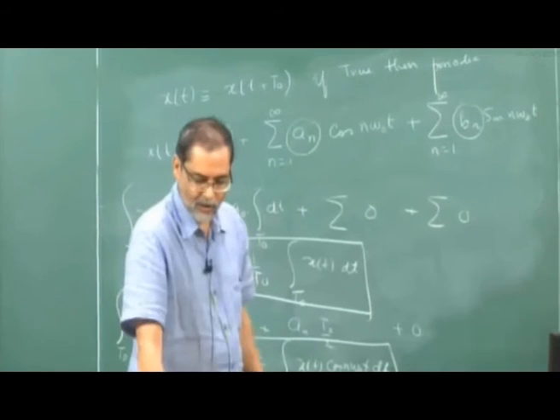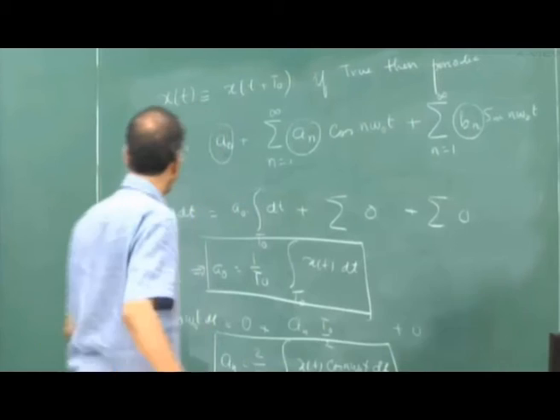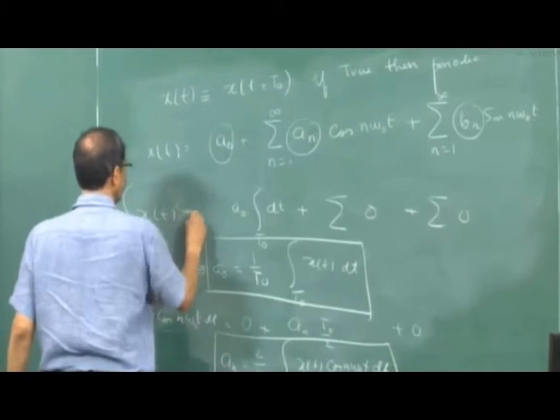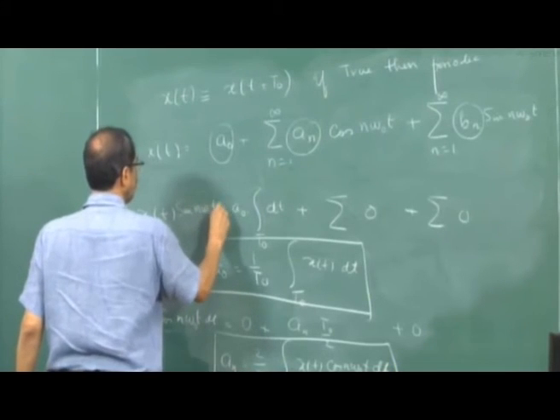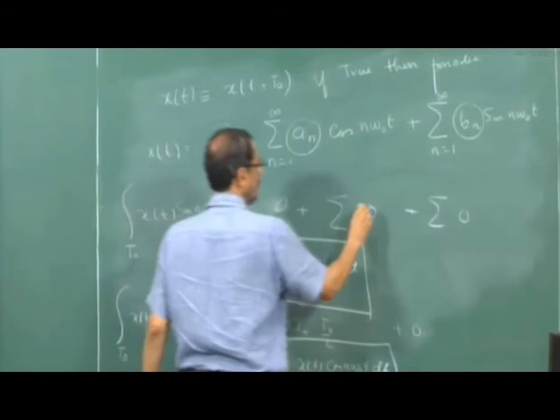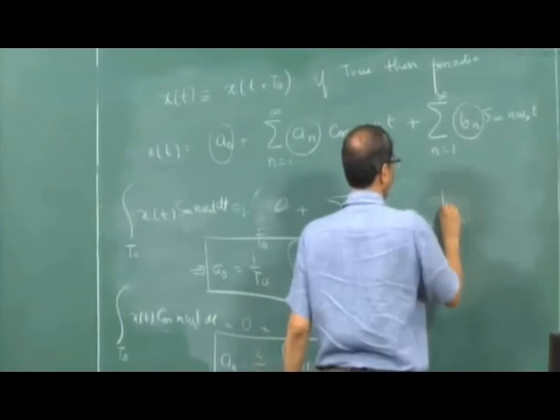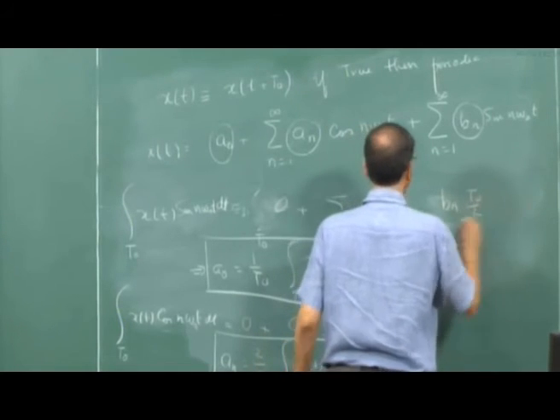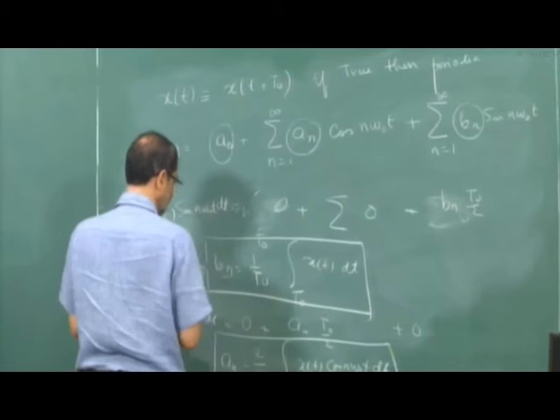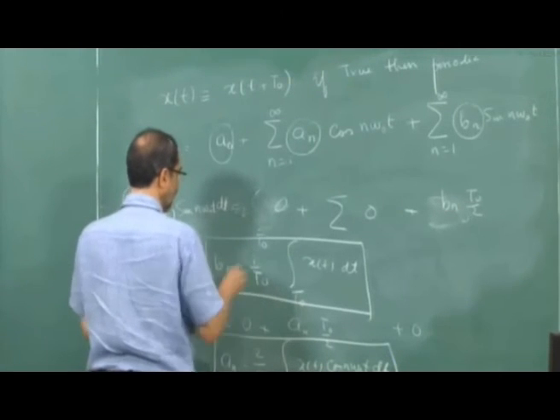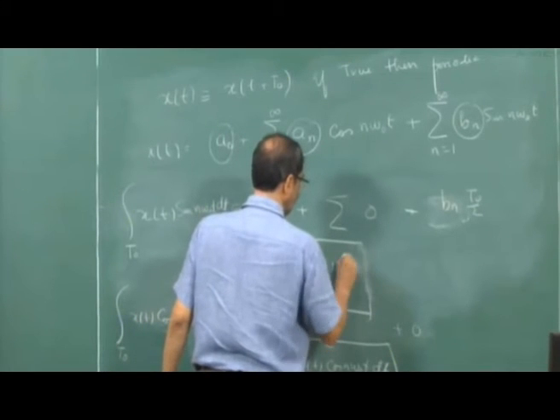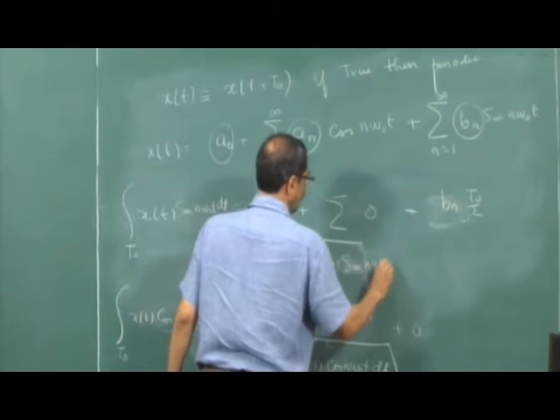The same logic applies in computing the value of b n. Instead, you multiply x of t with sine n omega naught t dt, you get 0, you get 0, and you get b n into T naught by 2. So you get b n is 2 by T naught into the integral of x of t sine n omega naught t dt.